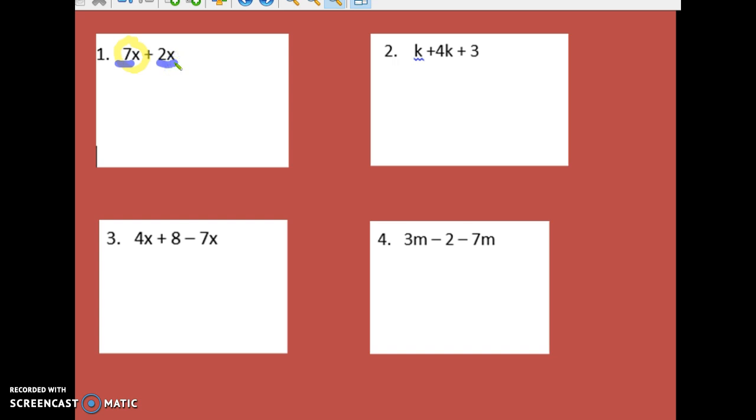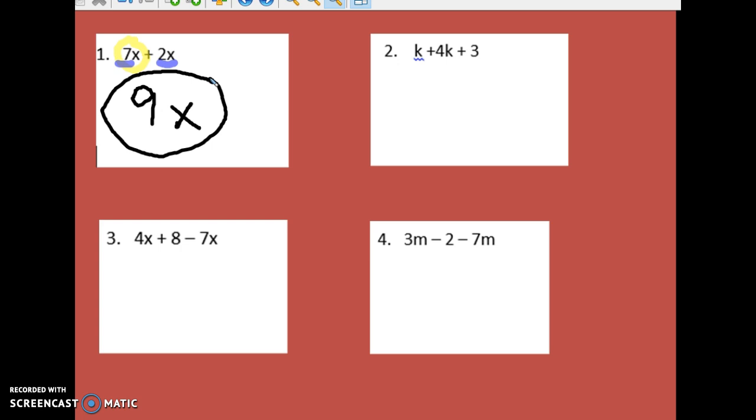So what that's telling us is we have 7x plus 2x. So look at just the coefficients, add the coefficients together. So we're going to add 7 plus 2 together, which gives us 9. And then our variable is x. So we have a final answer. We've simplified this expression into 9x. We started with 7x and we added 2 more x's.